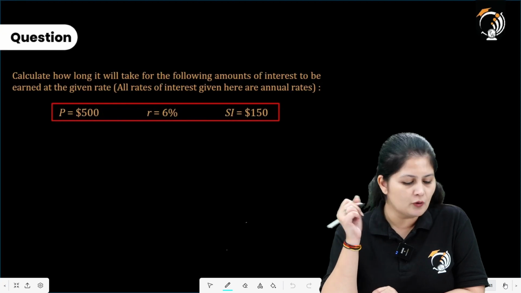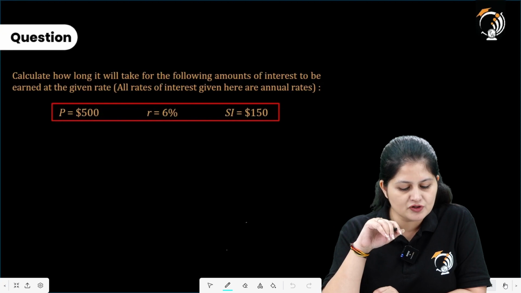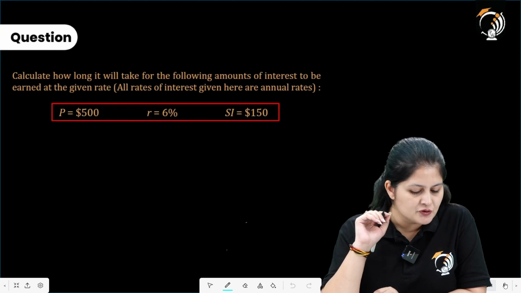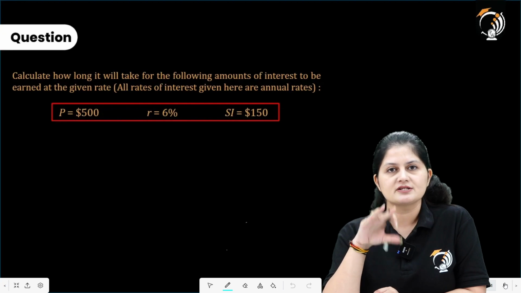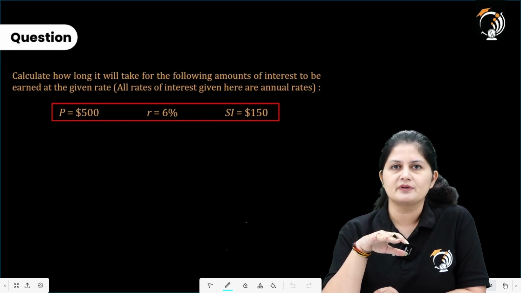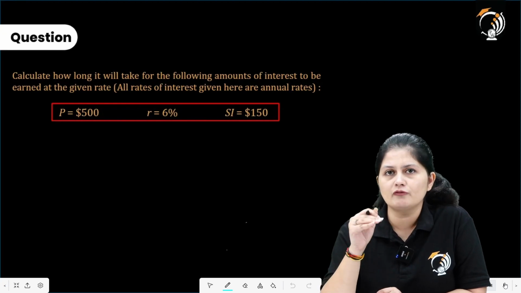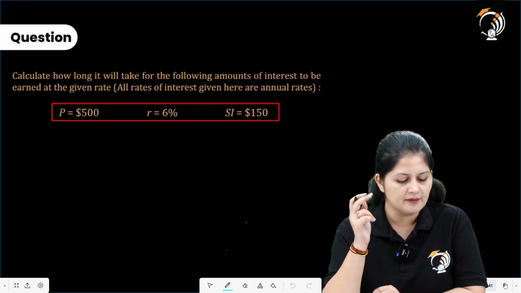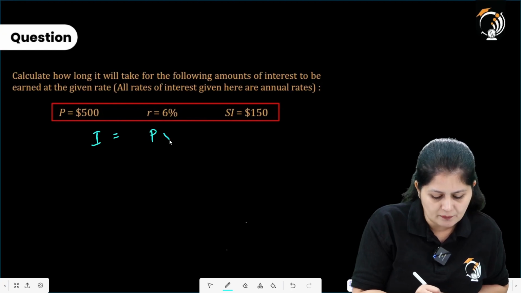Moving to one more question on this: calculate how long it will take for the following amount of interest to be earned at the given rate. So here in this case, what we are being provided with, we know the interest here, we know the principal, the amount that is borrowed, and we know the rate of interest, but we need to find out in how much time we are going to get this interest.